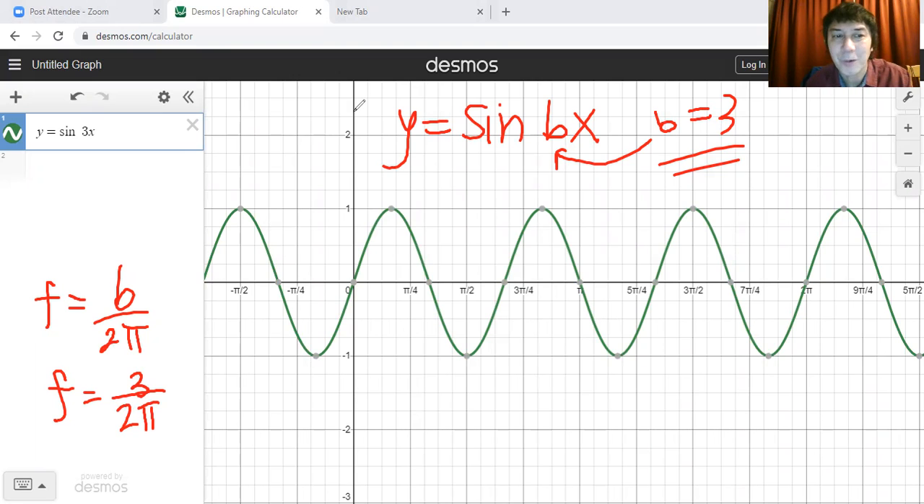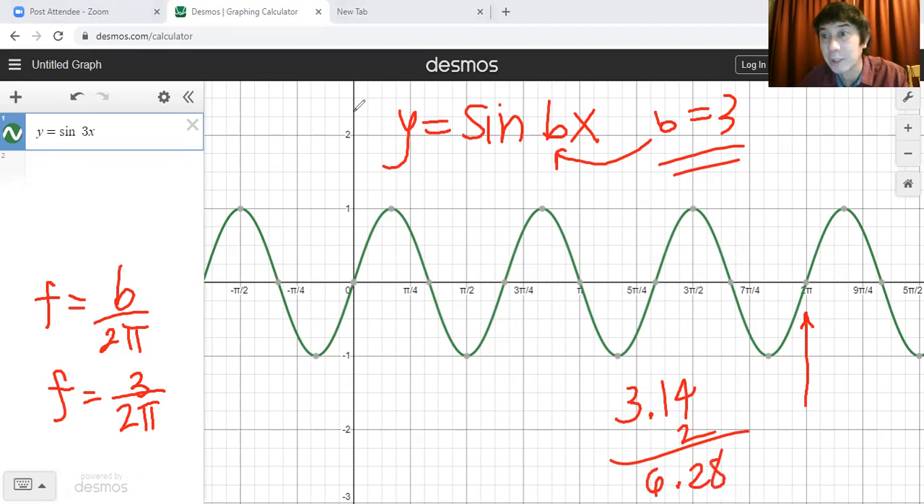So where's our 2 pi? Over here. There is your 2 pi, or 360 in degrees. So this is 2 pi radians. This is about 6.28 in decimals, because it's 3.14 times 2. That's the equivalent of 2 pi. Now, what we have this time is 3 per 2 pi.